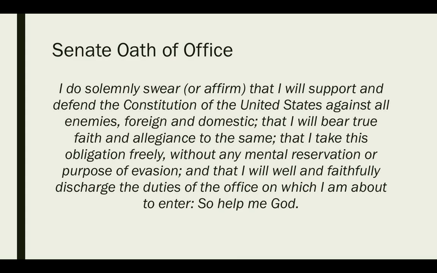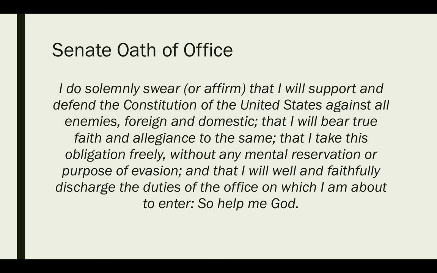Now, I want us to take a look at the Senate oath of office. It says, "I do solemnly swear or affirm that I will support and defend the Constitution of the United States." That just means that as a senator, they're not going to go against the rest of the Constitution that has already been laid out.